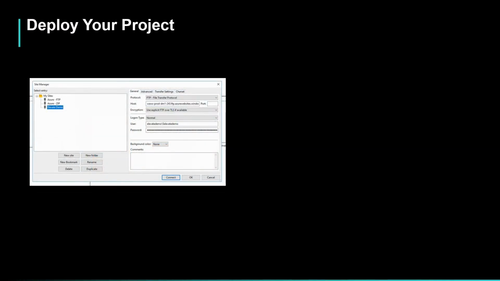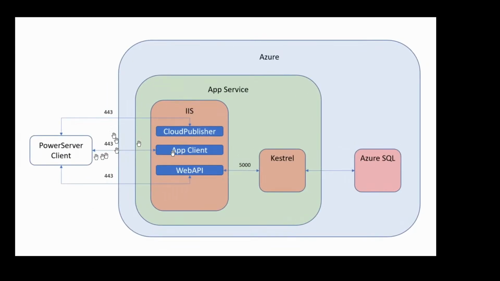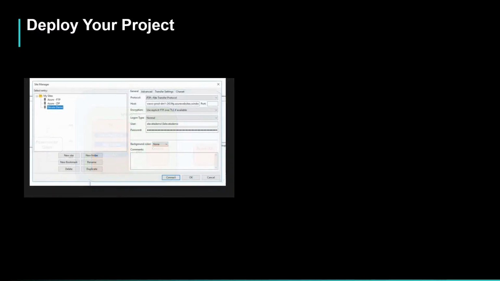A little too fast. And so here's our PowerServer client, and it's working always off of port 443. And so it talks to the Cloud Publisher on 443, talks to the app client on 443, and it talks to the web API on 443. And then those are handed off to Kestrel, and then Kestrel talks to the database. Or the web API app in Kestrel talks to the database.